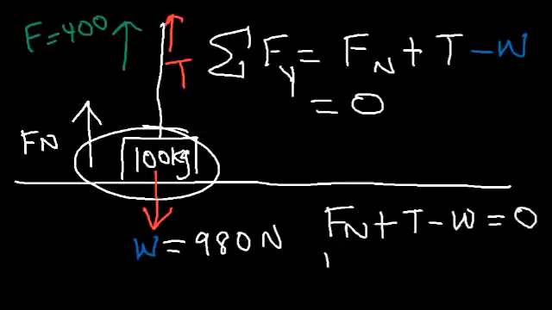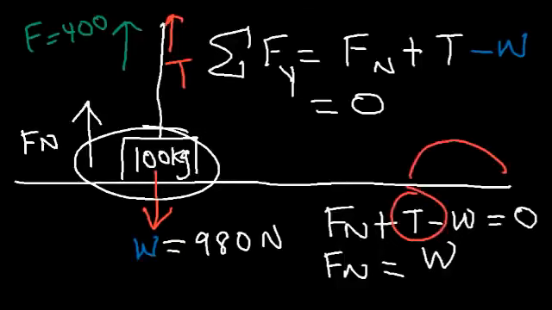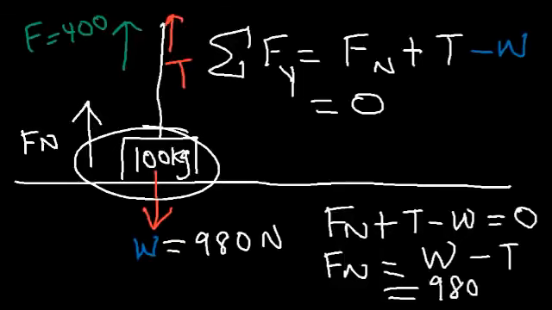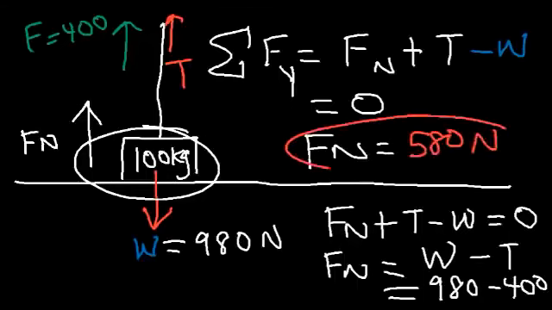So if we solve for the normal force, if we move negative w from the left side to the right side, it's going to change to positive w. And if we move positive t from the left side to the right side, it's going to change to negative t. So the normal force is the difference between the weight force and the tension force. And as you can see, it's 980 minus 400. So the normal force is about 580 newtons in this example.